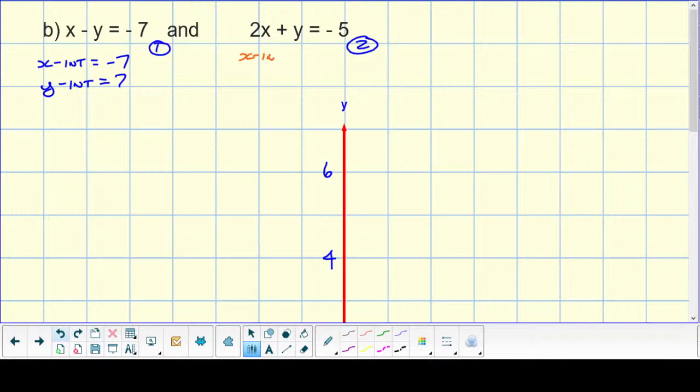Now I'm going to do my x-intercept and y-intercept for equation 2. Again, x-intercept, cover up y, because I want the x to still be around, right? So what is x going to be? Just as a fraction. It's not 2. What do I do to get the x by itself? Divide by 2. So it's just going to be minus 5 over 2. So the x-intercept is minus 5 over 2. The y-intercept is negative 5, because positive y equals negative 5.